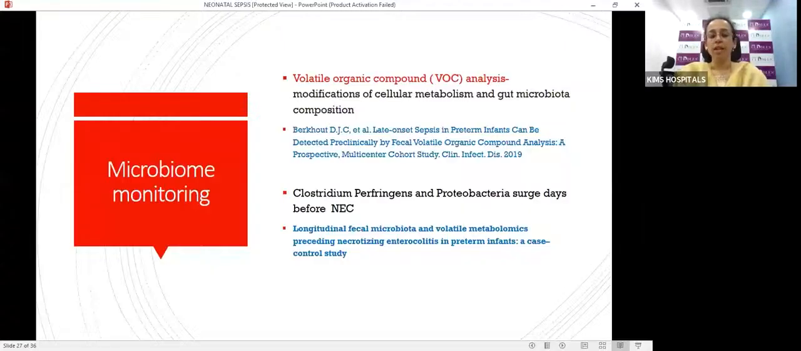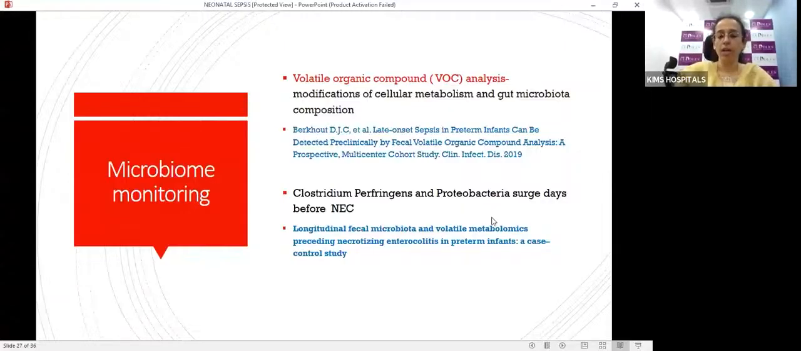In these studies, they take swabs from the oral mucosa, buccal mucosa, and also the skin of the baby, and also the stool samples of the baby, and analyze them on an everyday basis to see whether there is any change in the gut microbiota or organic compound profile that can help in earlier detection of these premature infants who might likely end up with sepsis. So there are different studies which were done on the same principle.